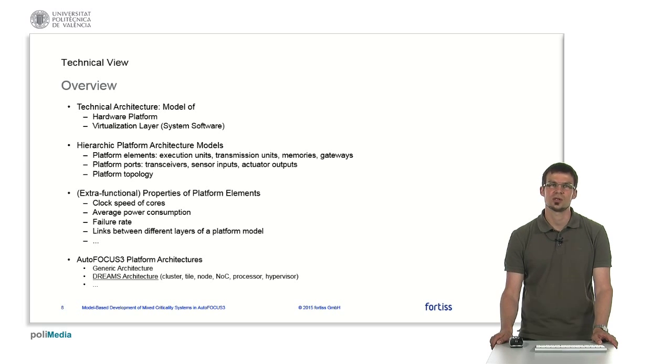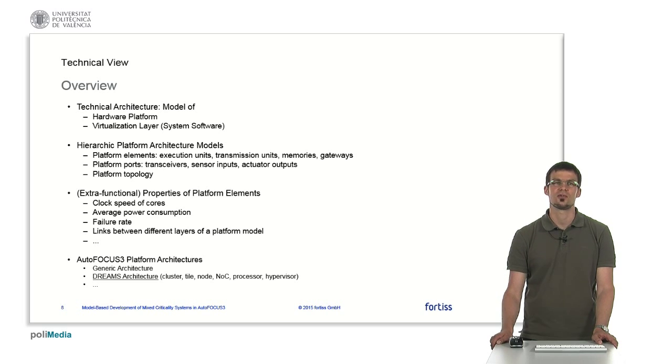The platform architecture model is hierarchic and defines the involved platform elements such as the execution units, the transmission units, memories and gateways between different levels. It also describes the interfaces of these platform elements. In addition to that, it is possible to annotate different extra functional properties to the platform elements such as the clock speed, of course, power consumption, and so on.